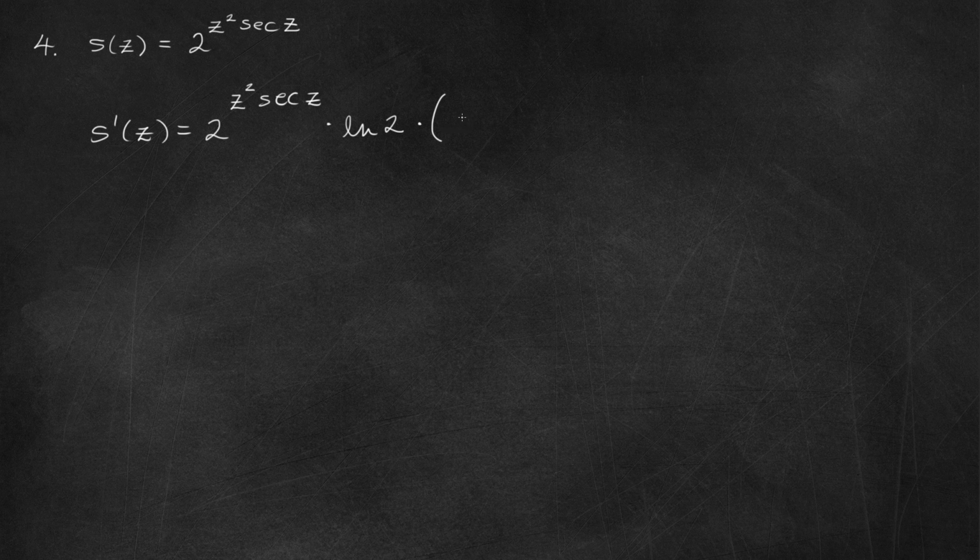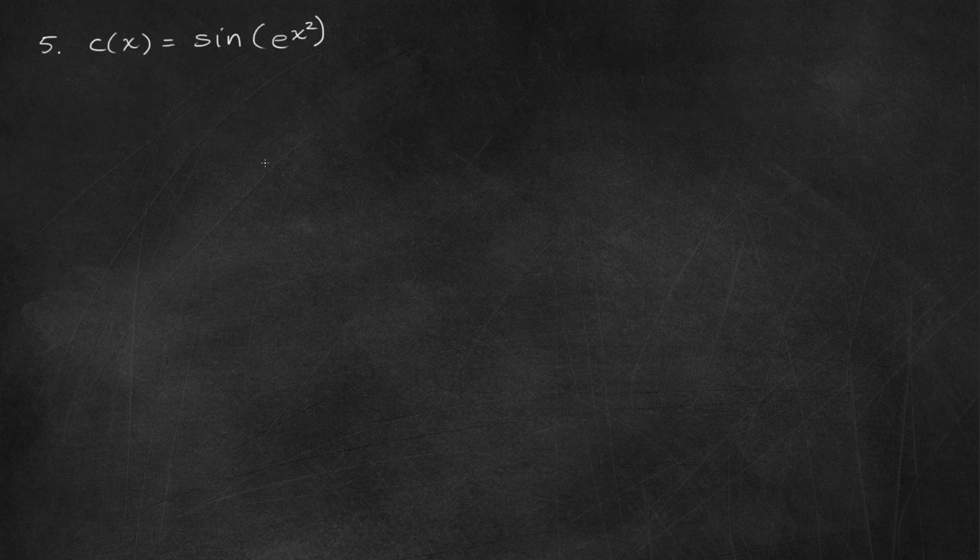So product rule, derivative of the first, my first is z squared. So derivative of the first is 2z times the second, secant z, plus the first, z squared, times derivative of the second. The derivative of secant z is secant z tangent z. And there's no way we can really simplify that, so we'll leave our answer in that form.